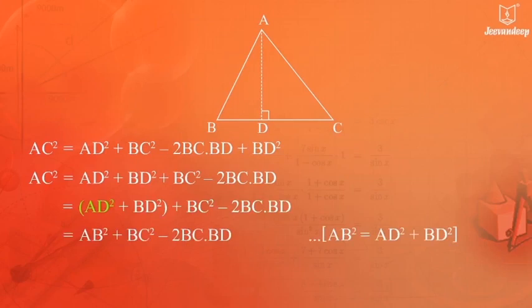Replacing AD square plus BD square with AB square from equation 1, we get AB square plus BC square minus 2BC BD. Thus, AC square equals AB square plus BC square minus 2BC BD. Thus proved.